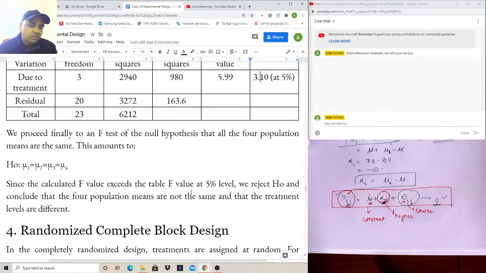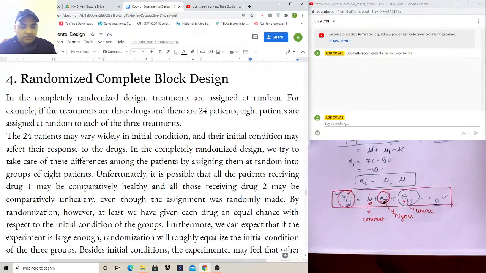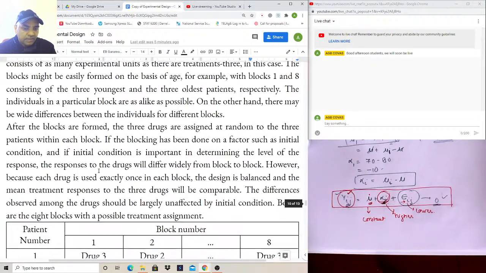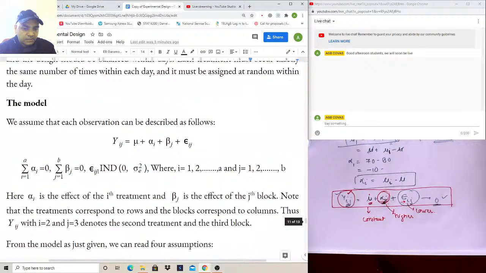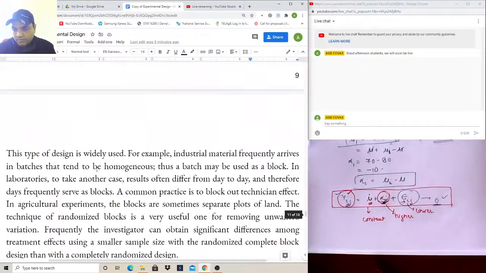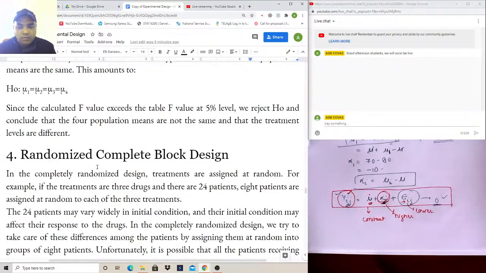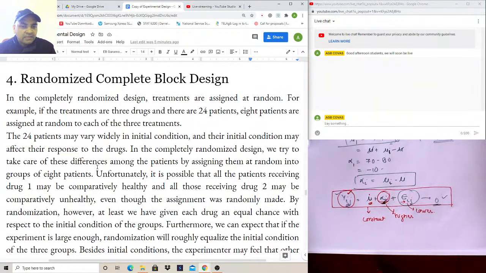Okay, so this completes your CRD, and we can either have a break or we can just discuss this. So let us have a 15 minute break, no problem. We will again meet at 4:05 to discuss our randomized block design. And that's all for this session.